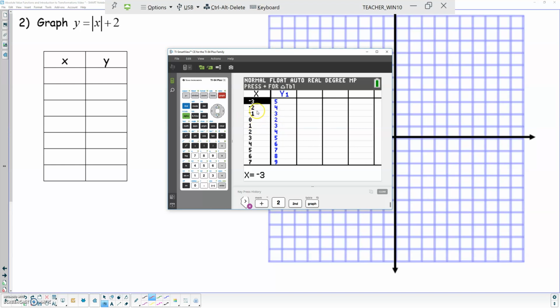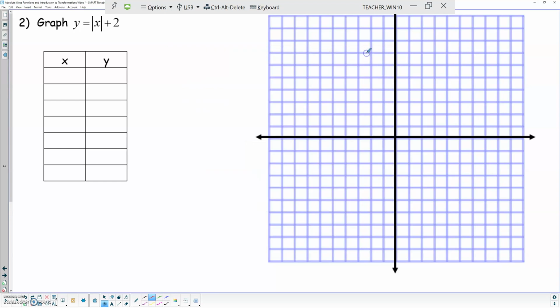All right, so I typically go 3 values below the turning point and 3 values above the turning point. So a good interval to use here would be from -3 to 3. Okay, so I'm going to copy the table from -3 to 3. All right, so then those corresponding y values were 5, 4, 3, 2, and then 3, 4, 5. Okay, so we're going to graph.